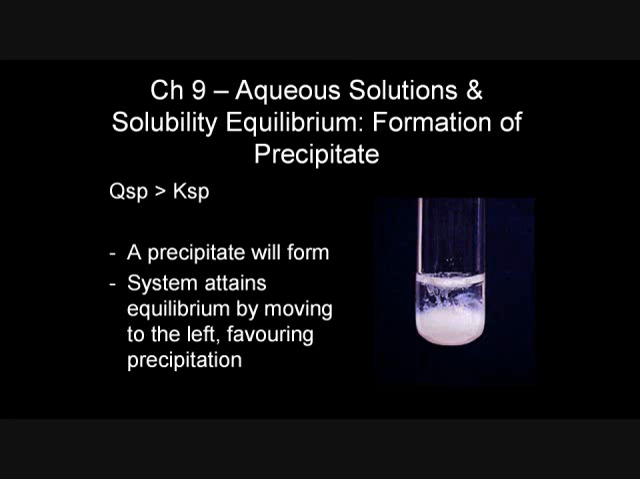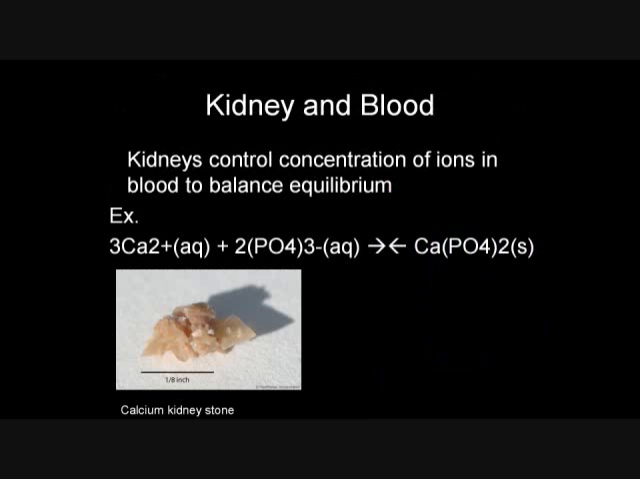In chapter 9, we talked about aqueous solutions and solubility equilibrium, and blood can be a link to the formation of precipitate. So the solubility constant is proportional to the concentration of solid that is allowed to be dissolved to create a saturated solution. The solubility constant is Ksp, and the ion product is Qsp, and the expression is calculated by using concentrations, not those at equilibrium. In aqueous solutions, if the ion product is larger than the solubility product, the formation of precipitate will occur. In blood, kidneys control the concentration of ions in the blood and balance equilibrium.